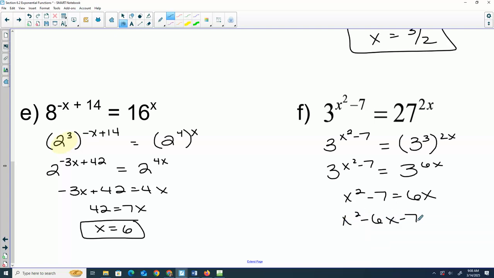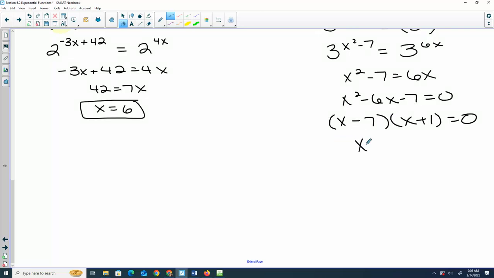So if we subtract the 6x, multiply negative 7 and add to negative 6, it would be negative 7 and positive 1. And set each of those to 0, and you get 7 and negative 1. And so we see it is possible to have multiple answers, depending on the problem.